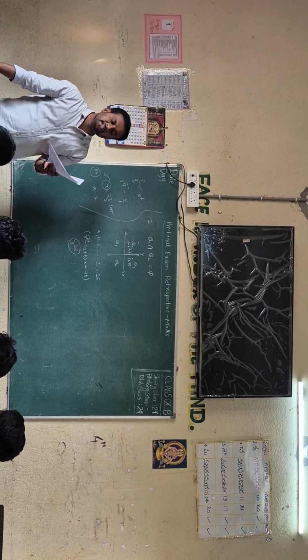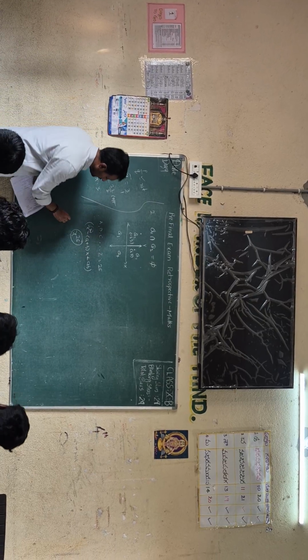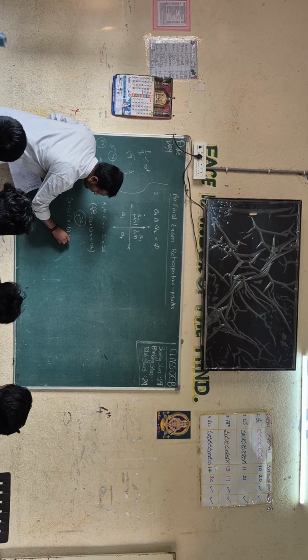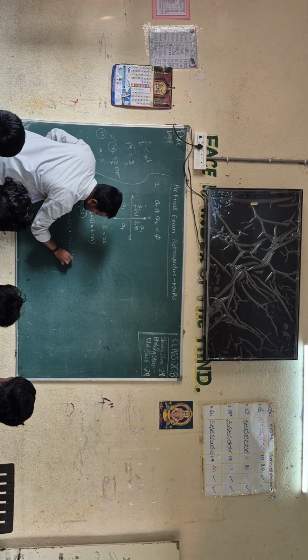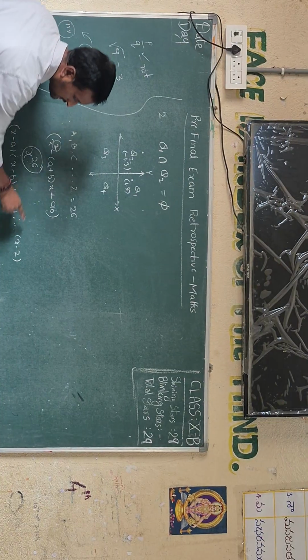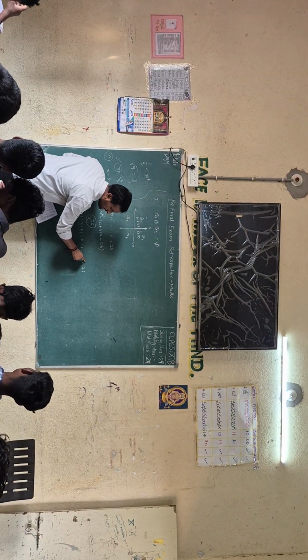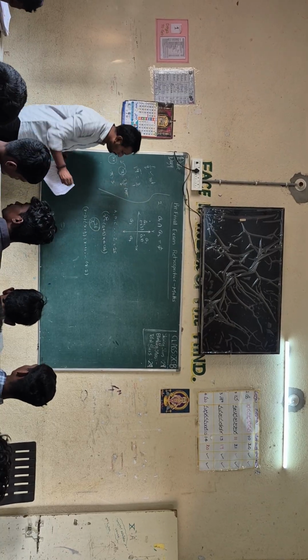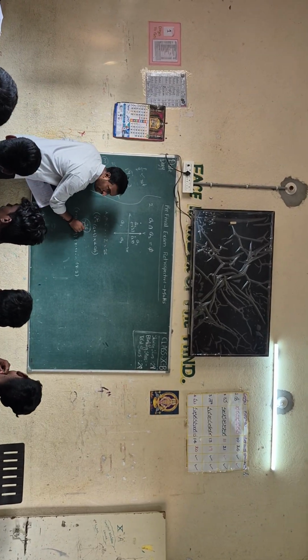So (x minus a), (x minus b), (x minus c), and so on up to (x minus z). So a is 1, x to the power of 1, z is 26, so x to the power of 26. So the degree will be, the highest term will be x to the power of 26.